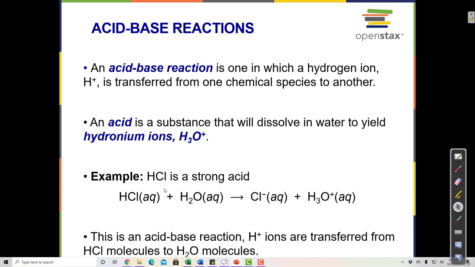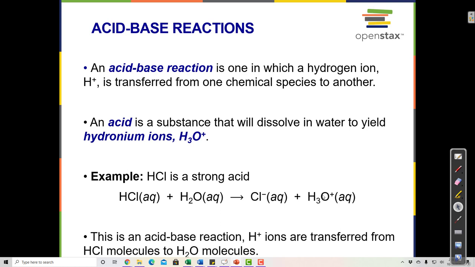Here's an example. HCl is an acid. So here, the HCl is going to give an H plus to H2O. So HCl gives an H plus to H2O, so it becomes Cl minus, losing that H, and this becomes H3O plus, gaining an H plus.